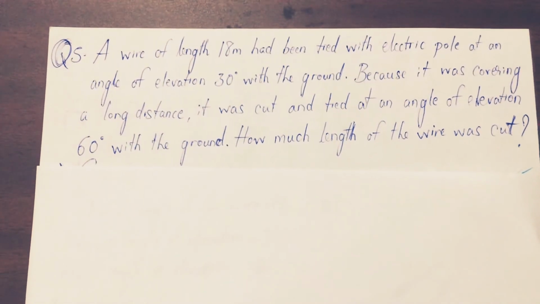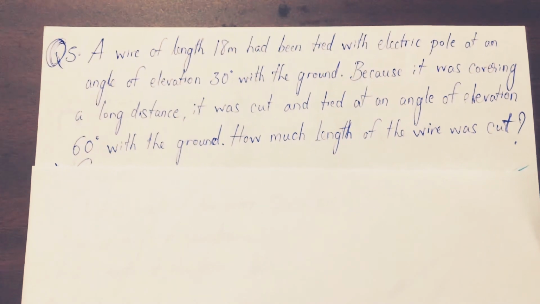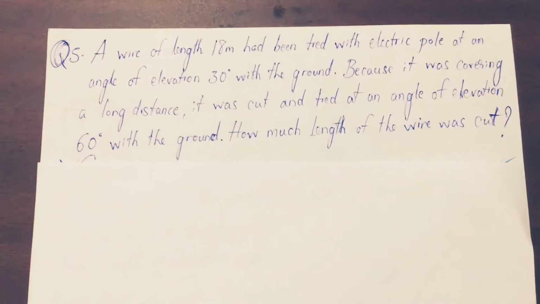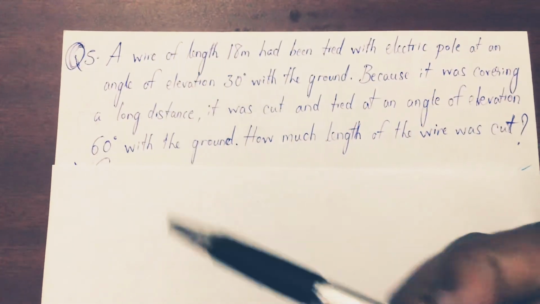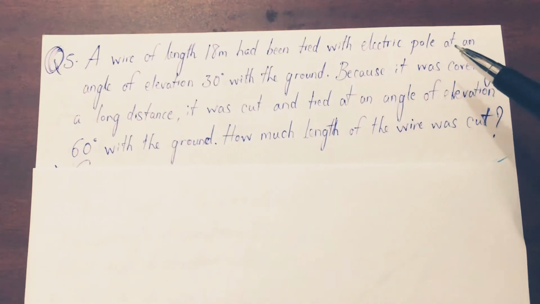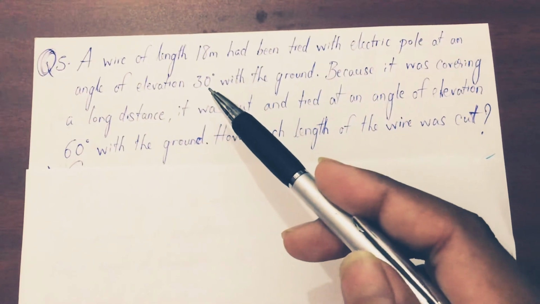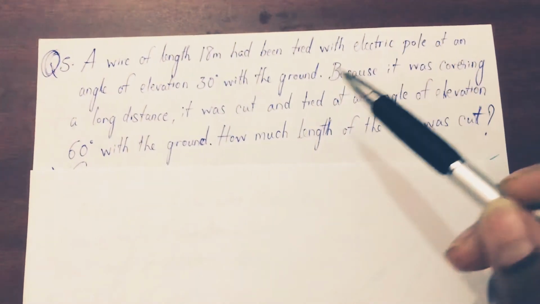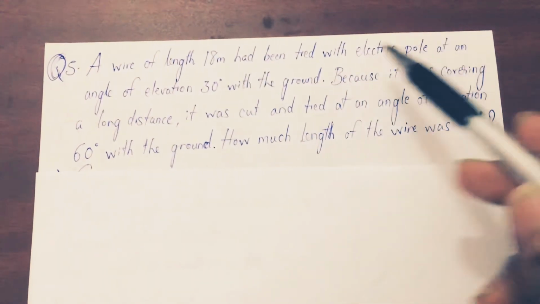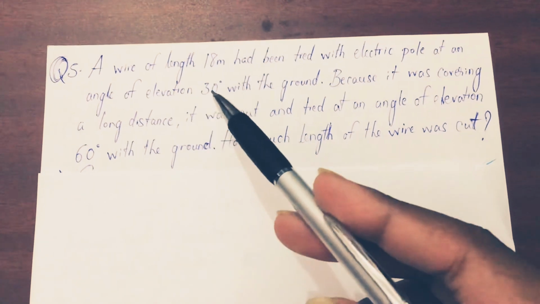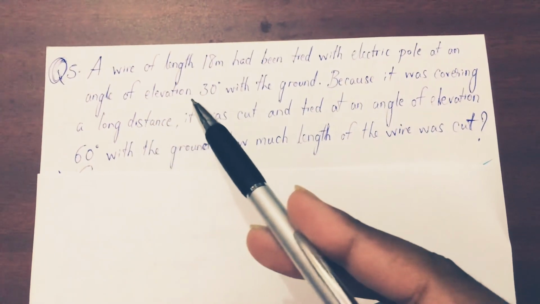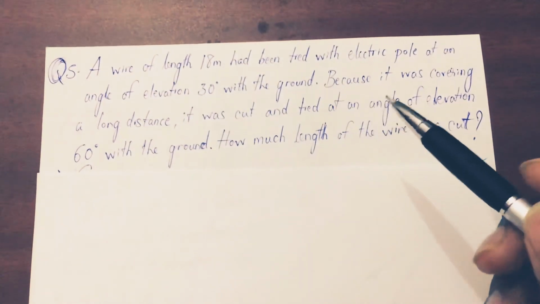So here is question number 5 of exercise 12.2 of the Applications of Trigonometry chapter. The question is: a wire of length 18 meters had been tied to an electric pole at an angle of elevation of 30 degrees with the ground. So it says there is a wire tied to an electric pole whose length is 18 meters, and this wire is making an angle of elevation of 30 degrees with the ground.